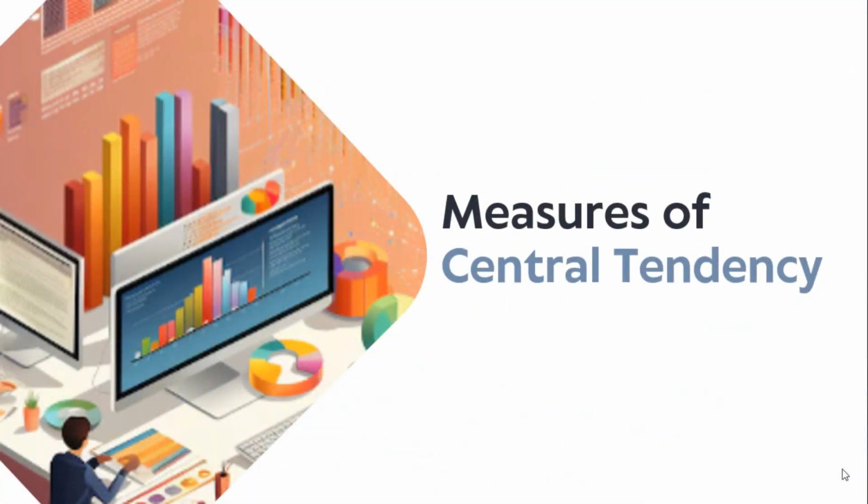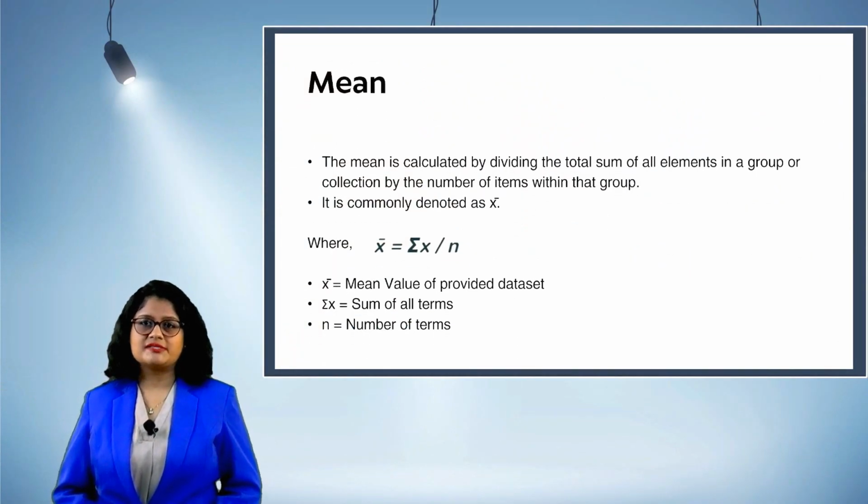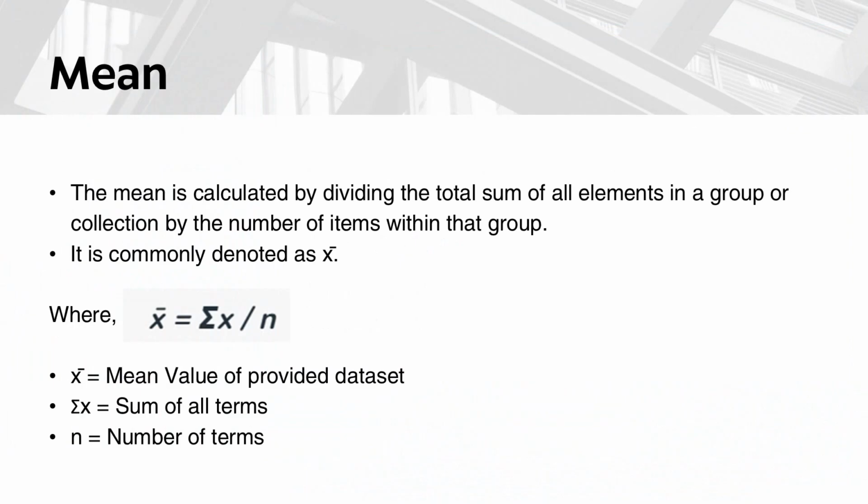Measures of central tendency. The first measure we will discuss is the mean, often referred to as average. The formula for the mean is simple. Mean is equal to the sum of all values divided by the number of values. It is commonly denoted as x bar, where x bar is equal to the mean value of the provided data set. Summation of x is equal to the sum of all terms, and n is the number of terms.